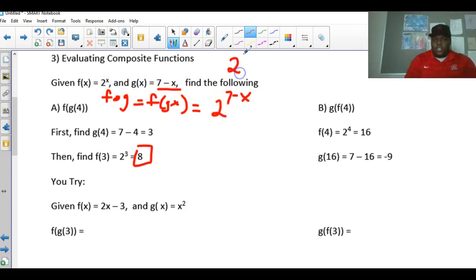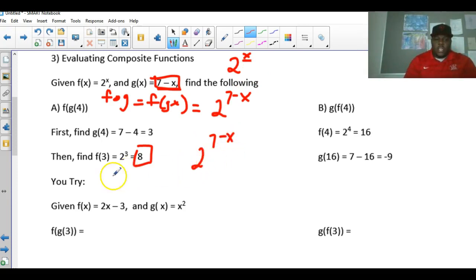Remember, I had 2 to the x. I put g inside of this function, which means I substituted where the x is for f, I put the g. So instead of 2 to the x, I put the function g right there. So now I have 2 to the 7 minus x, because this is 7 minus x. I put it in place of this substitution.